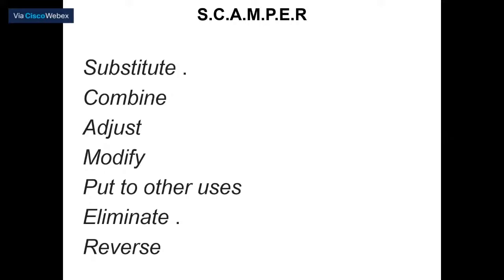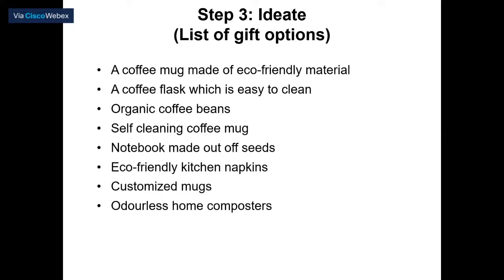So for example, the ideas which were mentioned by you, people can also combine and maybe come up with ideas such as this. For example, a coffee mug made of eco-friendly material. It satisfies two very important characteristics of a person: that the person is a coffee lover and also loves eco-friendly materials, which is another aspect. Or a coffee flask which is easy to clean, or organic coffee beans.